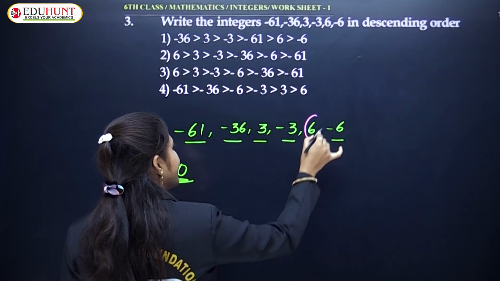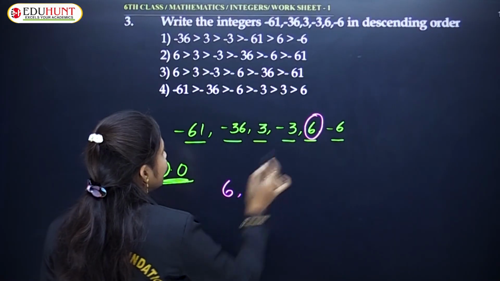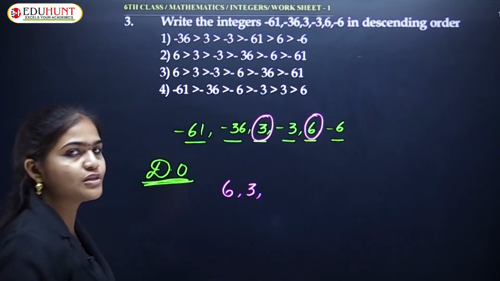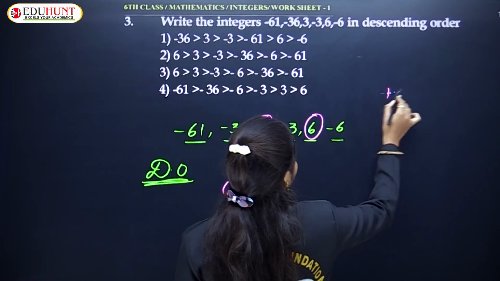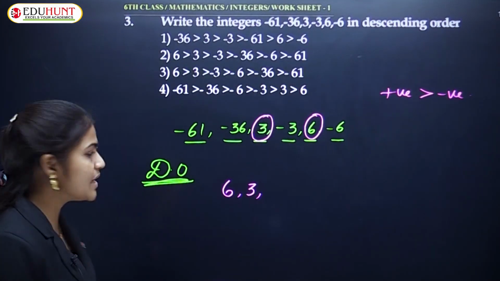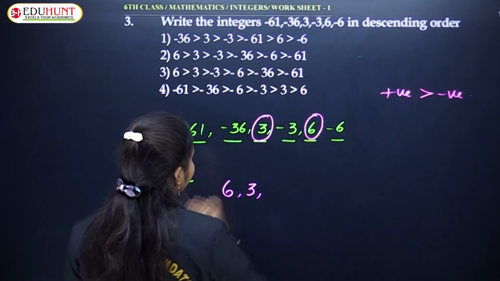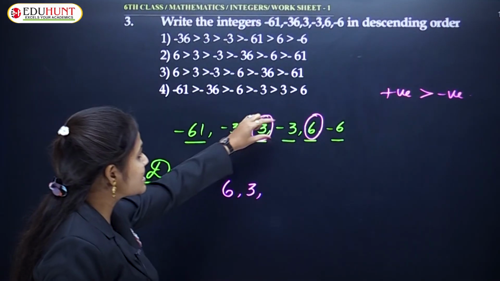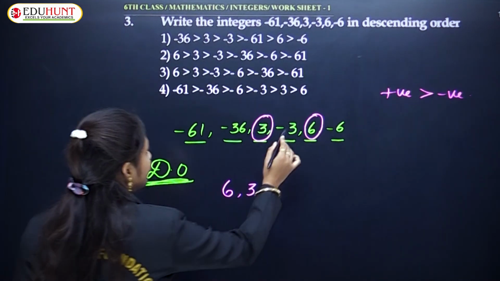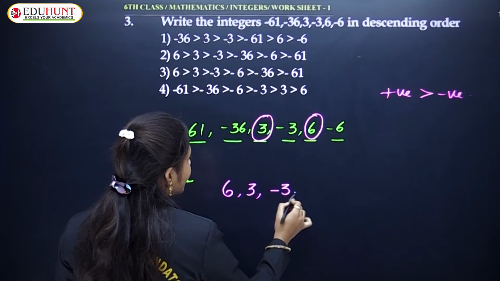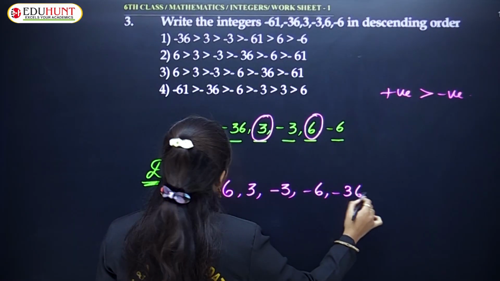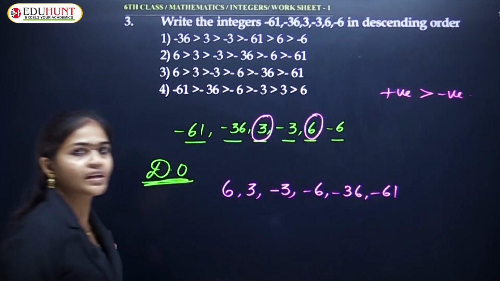So the first greatest number is 6. Next greatest number is 3. Positive numbers we have to take first, because positive values are always greater than negative values. Understand? After these two, the negative number with the least value becomes the greatest. So the next number is minus 3, next minus 6, next minus 36, next minus 61. Understand?